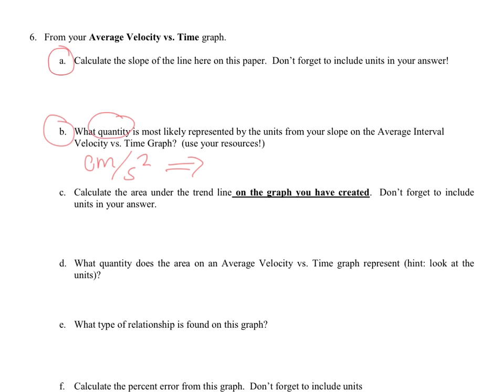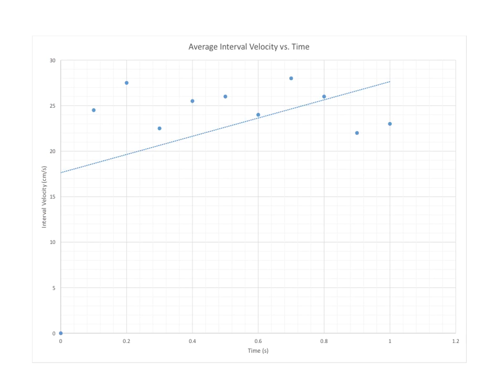And moving forward, we need to now calculate the area under the trend line on the graph that you've created. So let's do that. Let's start breaking that down and using our triangles and squares to calculate the area. To find the area underneath the graph, we need to break this down. So I'm going to draw a line straight down from the edge of the data. So that goes to 1 second.